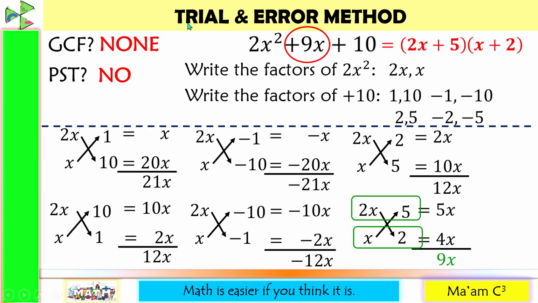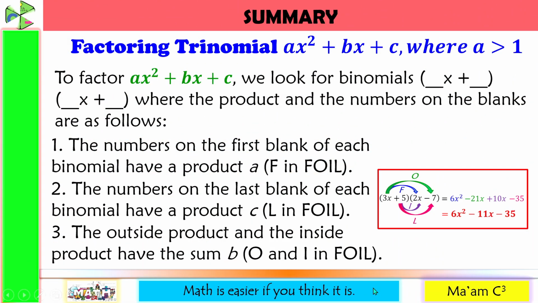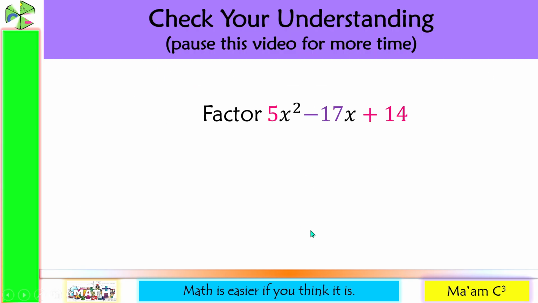This method, trial and error method, is a bit tedious. That's why I do not recommend this. You may stick with the MA technique that I discussed earlier. For the summary, here are the things that we learned in this lesson. How to factor trinomial where a is greater than 1. Now, it is time to check your understanding. Pause this video for more time.